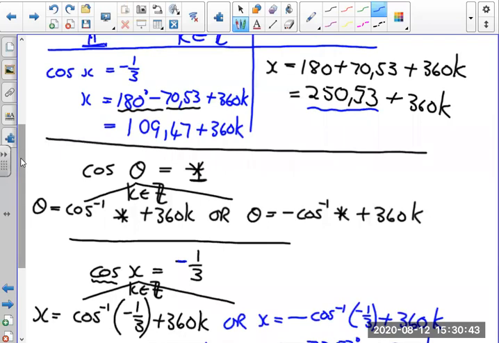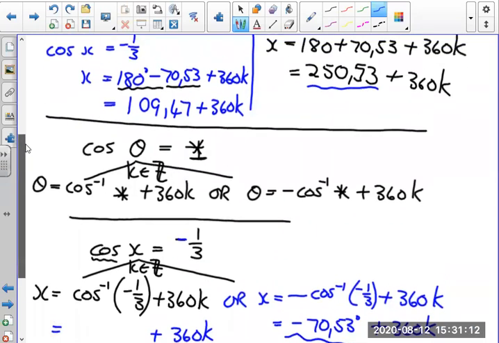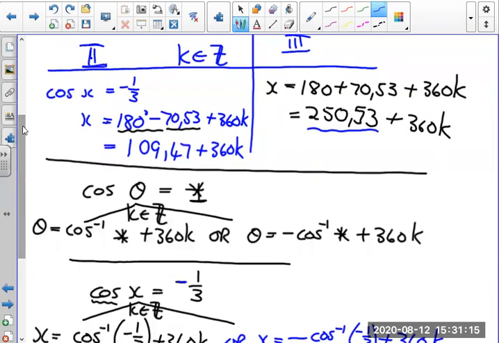Minus a third. Just type in shift cos minus a third, please. Just type in shift cos minus a third and then you give me the answer. I think the 109.47 is right. It's 109. Let me try. 109.47. Yes. Okay, so it's correct. So this one is correct.